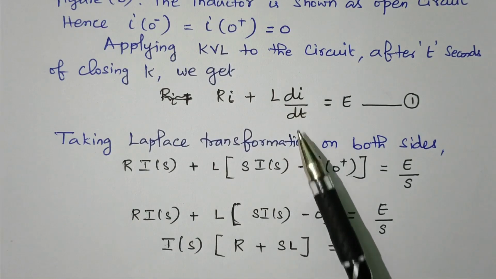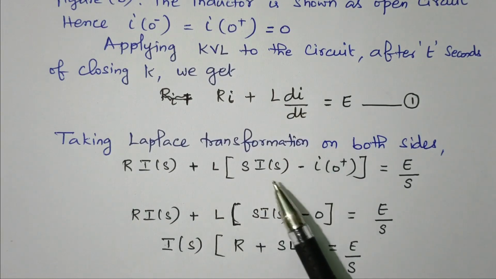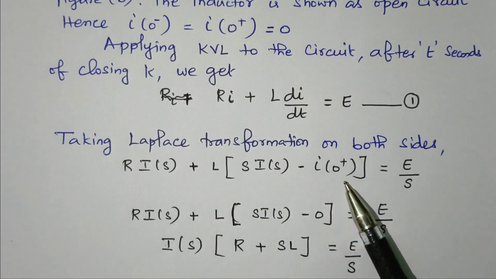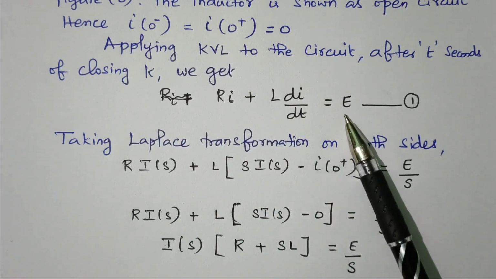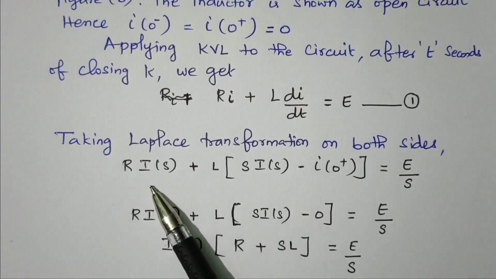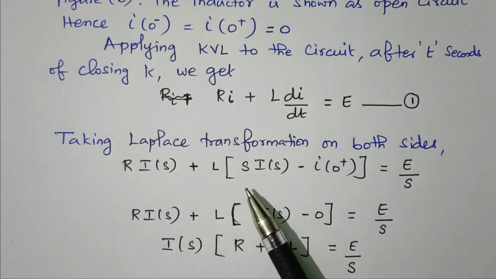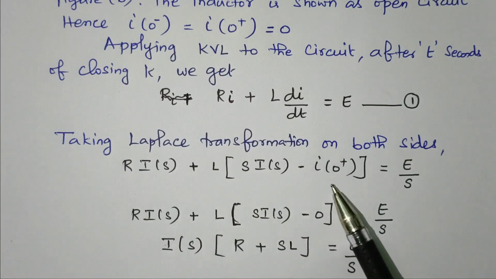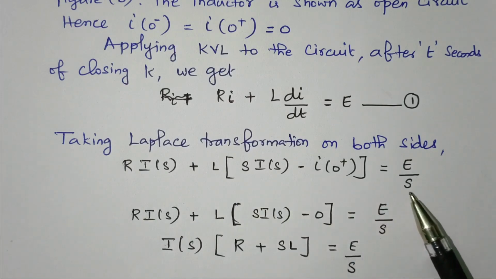This di by dt is nothing but s into I of s minus I of 0 plus. This is the initial condition. That is equal to the Laplace transform of E, which is E by s. So R into I of s plus L of s I of s minus I of 0 plus is equal to E by s.